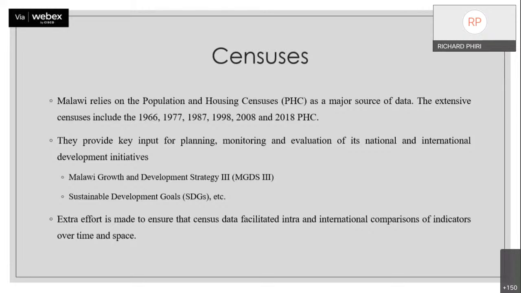So in Malawi, census dates back to as late as 1966. That's because there were other censuses prior to that one, but they were not that comprehensive, so we can't get much from them. But from 1966 onwards, those are the ones we rely on. They are meant to provide input for planning, monitoring, and evaluation of national and international development initiatives. So we put extra effort to make sure that the data we collect through the census is comparable, both locally and internationally.